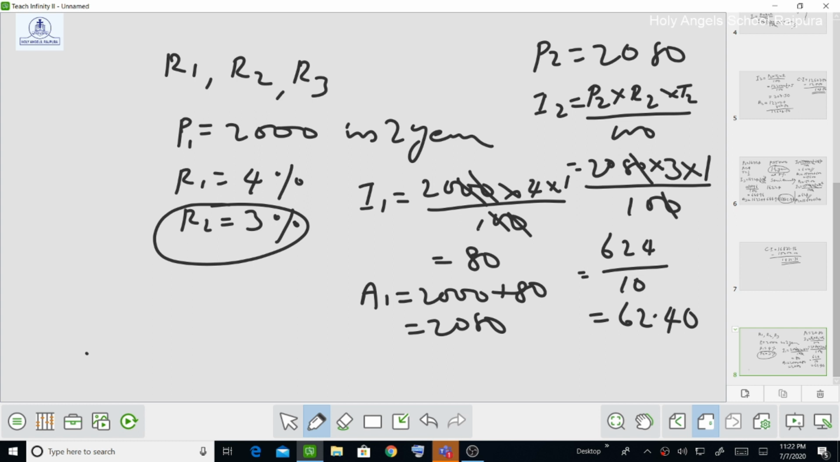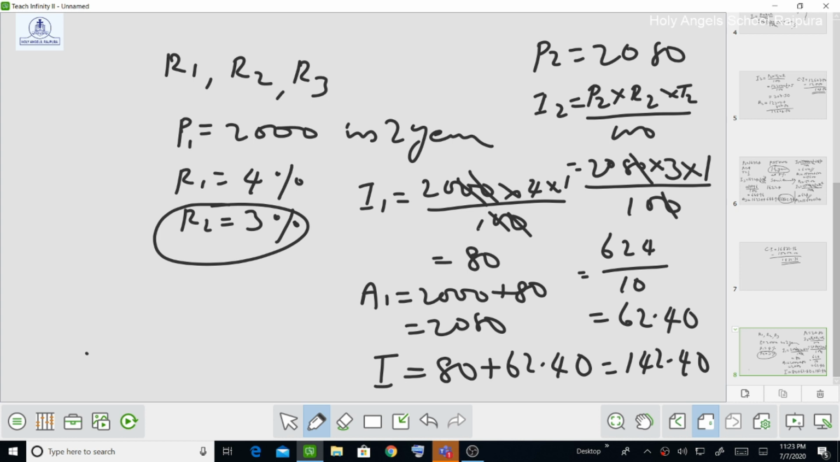So the total interest I is equal to 80 plus 62.40. The second year interest should be more, but no, the rate of interest is less, right. 80 plus 62.40 is 142.40. 142.40 is the total interest.